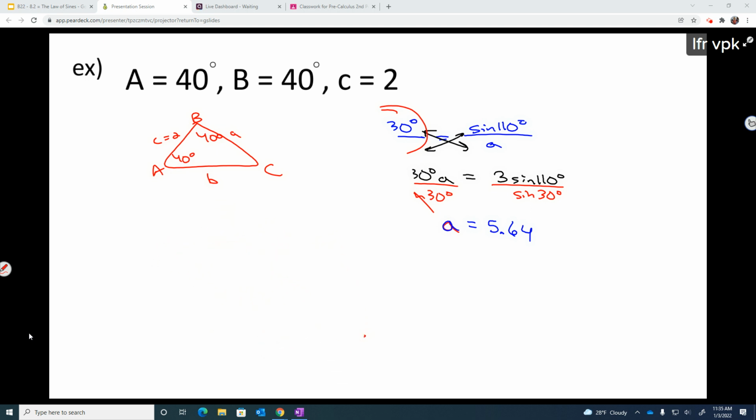So what would be the first thing you have to do on this one? Yeah, you want to figure out big C first. You're just going to change the order up a little bit. So this is 40 and 40 is 80, right? So this is going to be 100. And now you have a pair, and then you would use big C and little c. So sine of 100 over 2, and then you could solve for little a or little b at that point. So if you're not given a pair, you're just going to have to solve for the third angle first, and then you'll have a pair. Make sense? Cool.